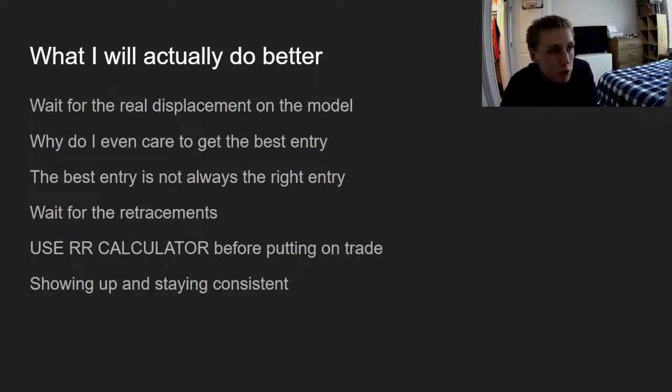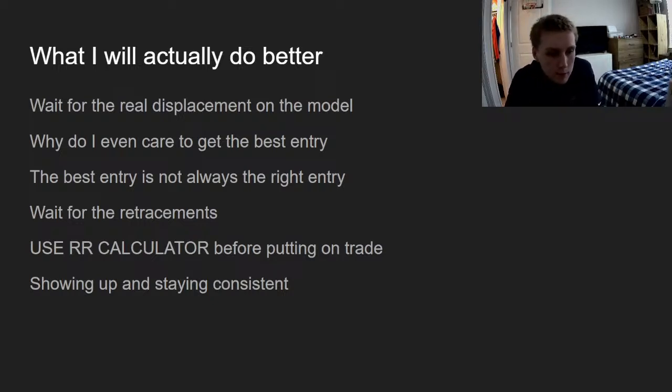100%. Once we get that true displacement, that real displacement, then the model is valid. I can notice the model. I can say, hey, this is the draw on liquidity, but if I'm not actually able to execute off of it, if I'm not going to wait for that real displacement, I will never become a successful trader. You can know exactly where the draw on liquidity is, but if you don't align time with price, you're never going to be successful, and that's one of my pitfalls. I've been able to notice the draw on liquidity in most of my trades within the past 2 weeks. I've been able to find the right draw on liquidity, but when it comes to actually executing, I'm just not able to execute. So why do I even care about getting the best entry?